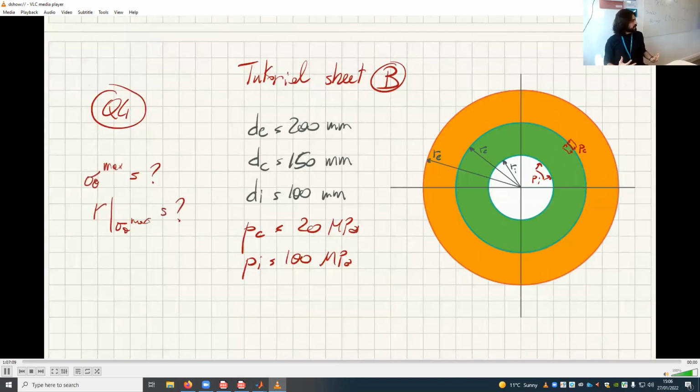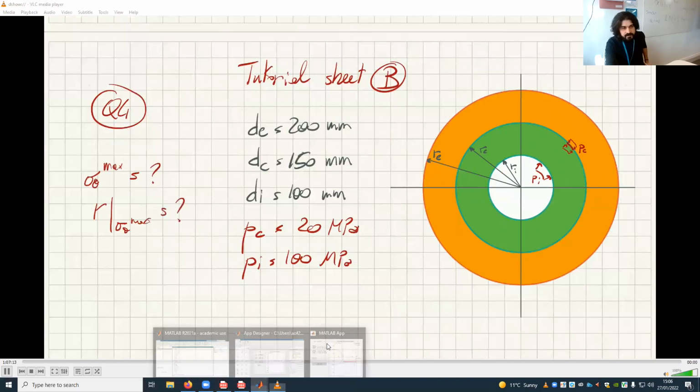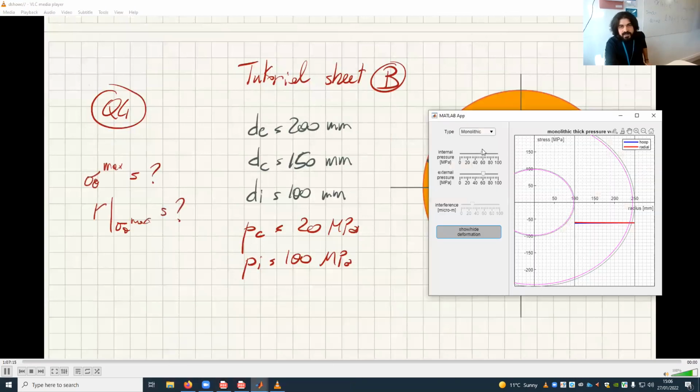Because see, what happens now is that we can have something like this. So we don't have an external pressure, we do have an internal pressure. So it looks like this. So let's say we have something like this, an internal pressure.